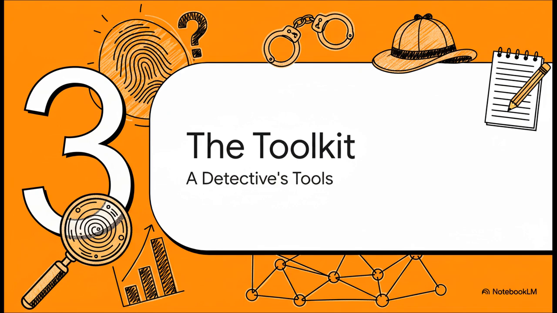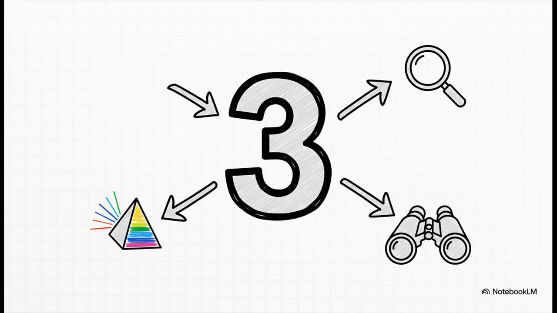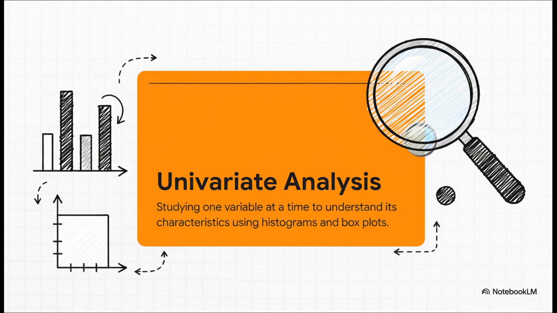No detective shows up to a crime scene empty-handed, and neither should you. These are the core methods we use to interrogate our data and make it talk. In our data detective toolkit, there are 3 main methods we use to really examine the evidence from all the different angles. First on the list is something called univariate analysis. Just think of it like this. You're picking up one single clue, one variable, and putting it under the magnifying glass. You study it all by itself.